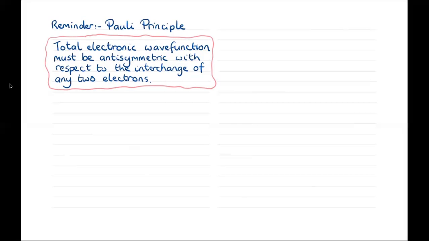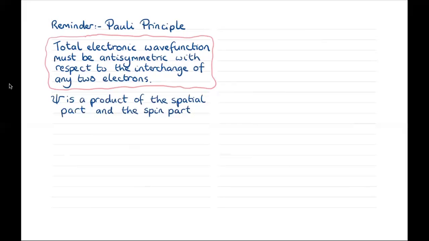And our wave function is a product of the spatial part, the part that depends on the positions of electrons 1 and 2, and the spin part, the part which depends on the orientation of the spins. And so we have two options, or two ways that we can write down a wave function for two electrons that satisfies this Pauli principle.